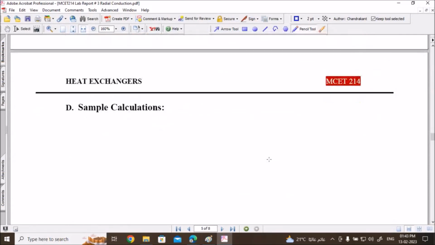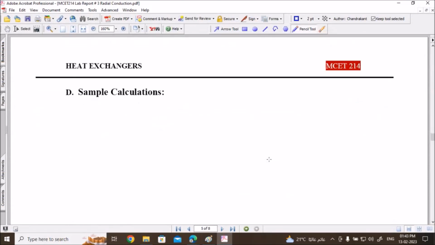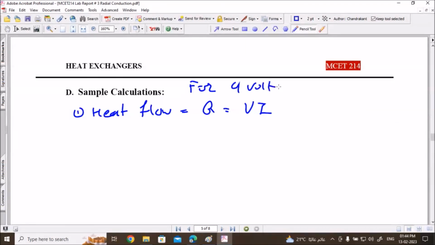Now our objective is to find out the thermal conductivity of the disk. So we need a voltage for the heat flow for that. First we will write heat flow Q is equal to VI. Calculation for 9 volt, and you can complete that for 12 also. Heat flow is 9 into 1.51 is equal to 14.31 watt.